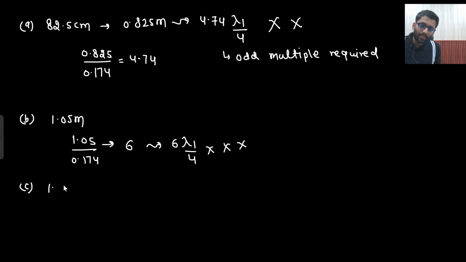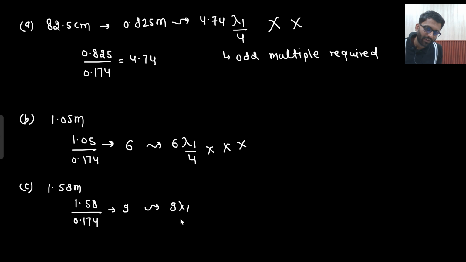1.58 meter. So what I'm going to do is 1.58 divided by 0.174. So what am I getting? 9. That means this is 9 times lambda 1 by 4. So this one is happy. Basically, this is an odd multiple of lambda 1 by 4, so this length is happy for lambda 1 by 4. But I need to check for lambda 2 as well. So for lambda 2, what I'm going to do is 1.58 divided by 0.075.